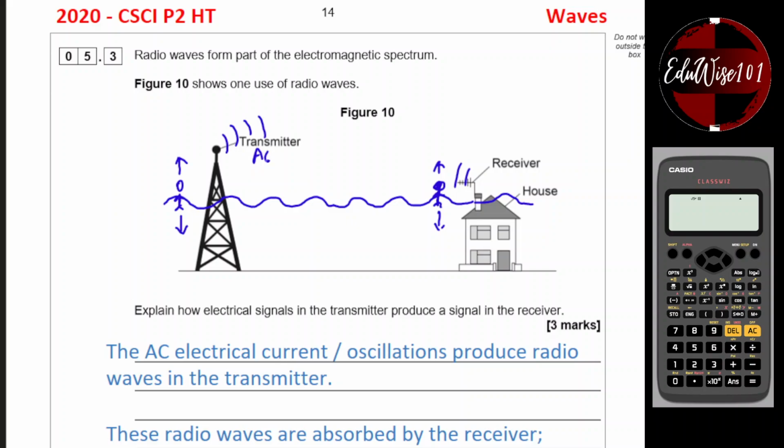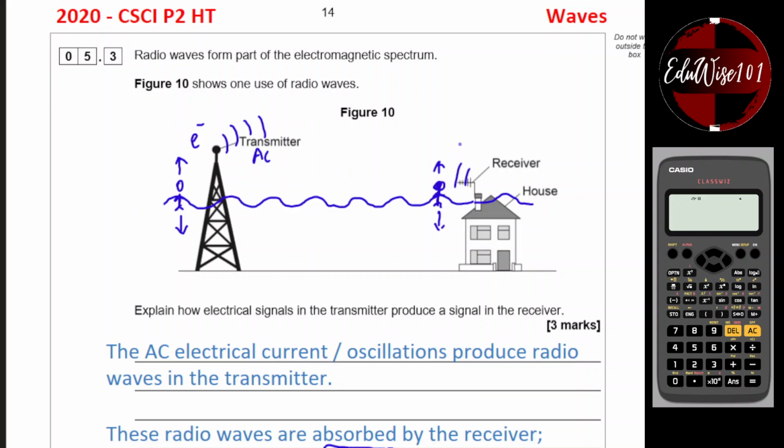So this AC current will produce a radio wave here, and when these radio waves are received by this receiver, these radio waves are absorbed. This word is important, right? Absorbed by the receiver, which induces an AC electrical current or oscillations in the receiver. So it causes an AC electrical current. So think of that if you're an electron in this transmitter, because of this alternating current, that electron direction is constantly changing, which produces these radio waves.